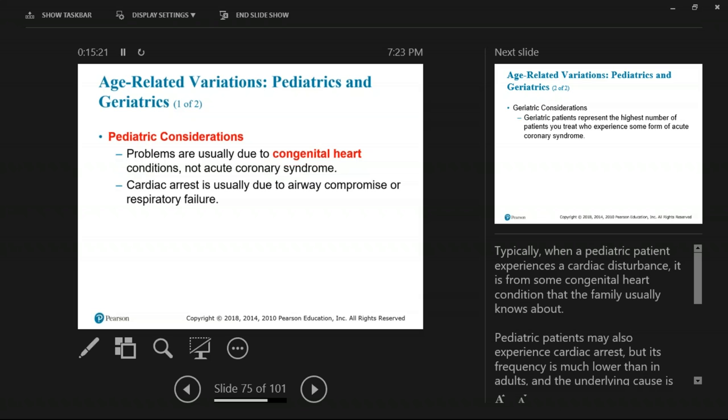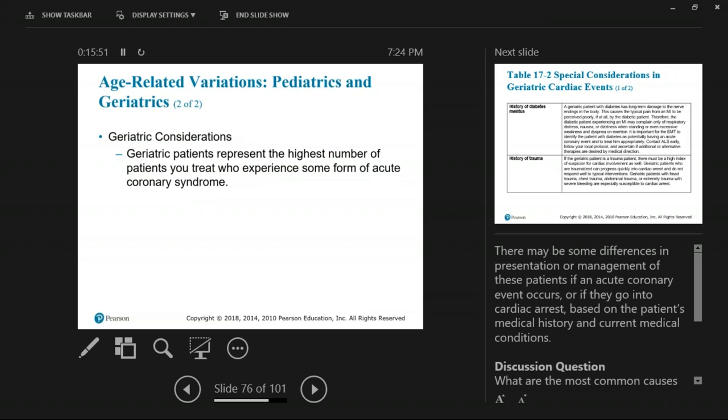Or like what happened to my friend a couple weeks ago. Julio was in one of my EMT classes. He's in medic school now, and he got his first baby arrest. It popped right into his head: airway compromise, respiratory failure. So they approached it from that. Unfortunately, the kid did not make it, because it actually turned out to be SIDS.